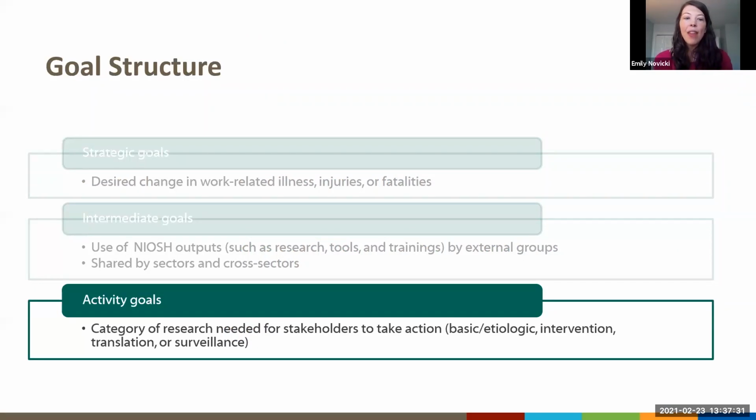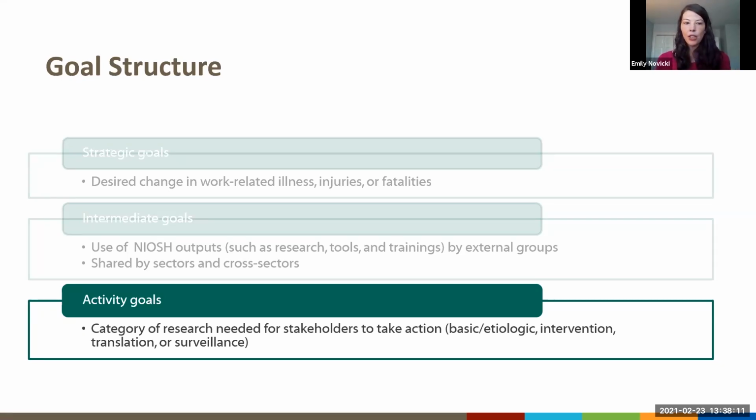Okay. And then activity goals are the category of research needed. So we just went over the basic etiologic, intervention, translation, and surveillance. They're fairly boilerplate goals, and they don't say exactly what research is needed. It's just the category. And so the idea here is that, using that general category, researchers would use their creativity and their expertise to design studies in that area. So if you know what kind of category you're in, that tells you what the activity goal is.